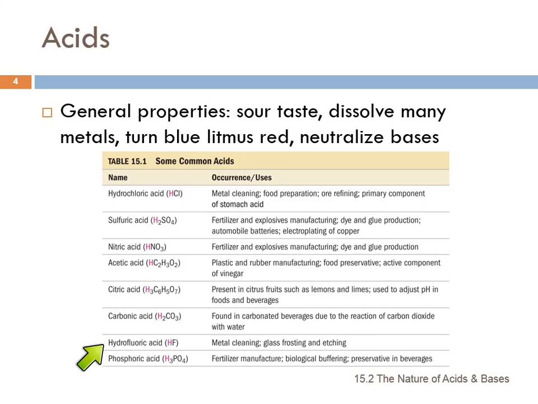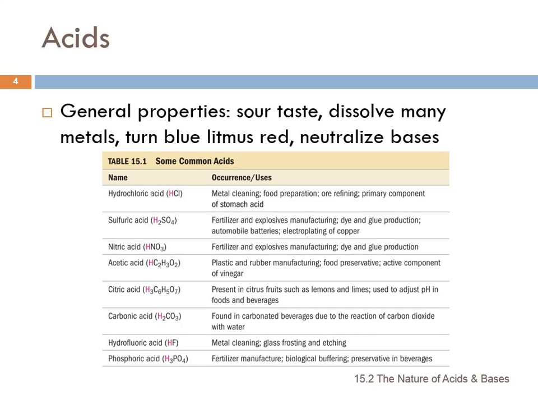Hydrofluoric acid is very aggressive, and it can actually be used to etch glass. So you can't keep hydrofluoric acid in a regular glass bottle. Citric acid is present in citrus fruits. Because it's a naturally occurring acid in food, they use that to adjust pH in food, because you throw a little lemon juice in there or something. You can adjust it. Fertilizers, sulfuric acid and nitric acid are used a lot in fertilizers.